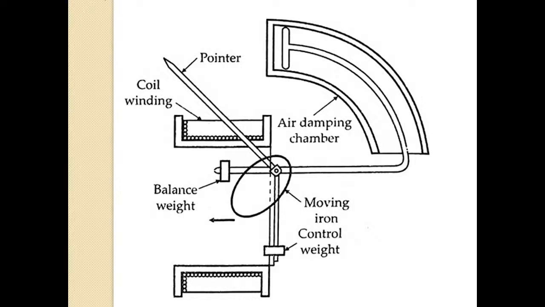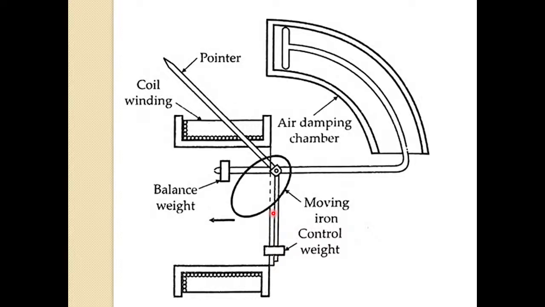As soon as current starts to flow through this coil, I will take the laser, these electromagnets get magnetized and a magnetic field is induced. As soon as the magnetic field is induced, that moving iron will start to move. It gets attracted towards the magnetic field. When the moving iron starts to move, automatically the pointer also starts to move. How much movement there will be in the moving iron depends on the magnetic field strength.